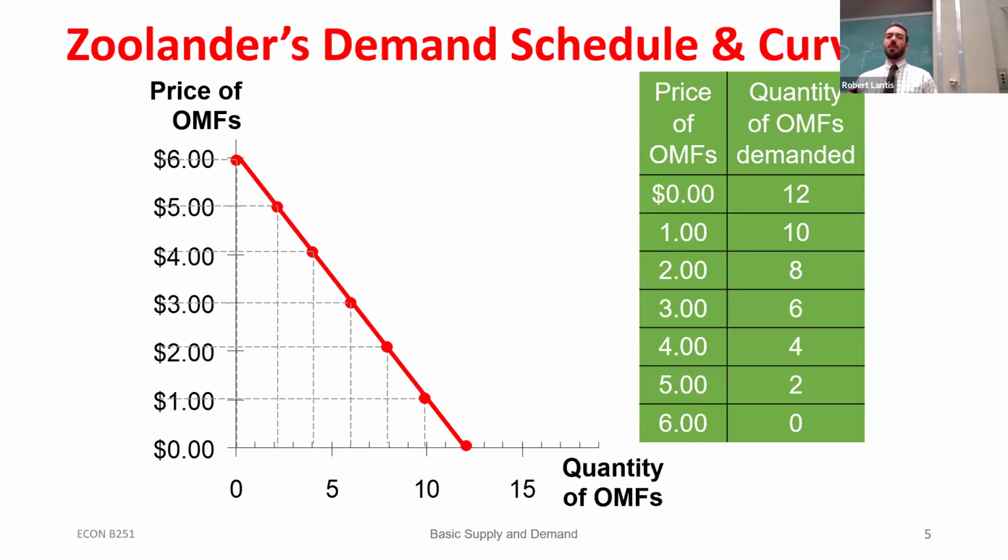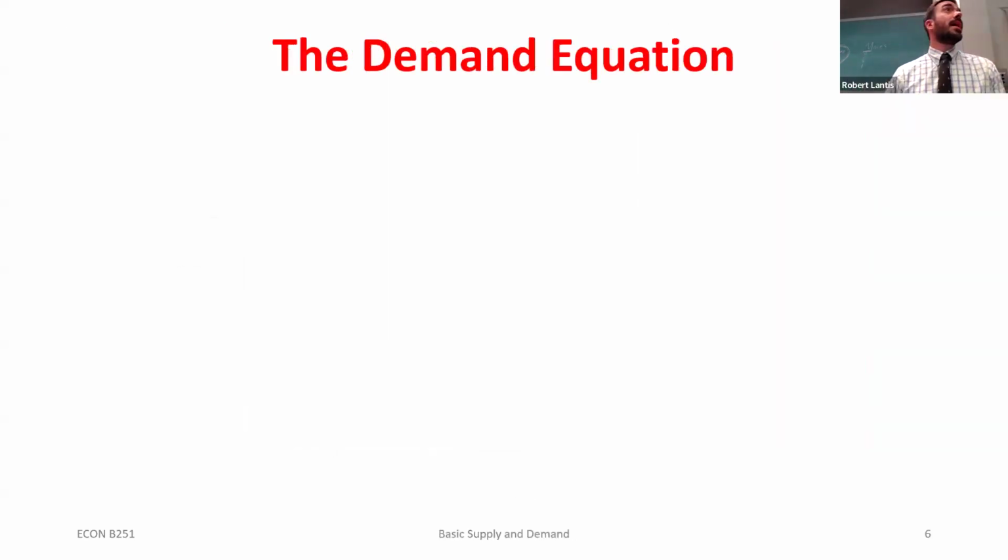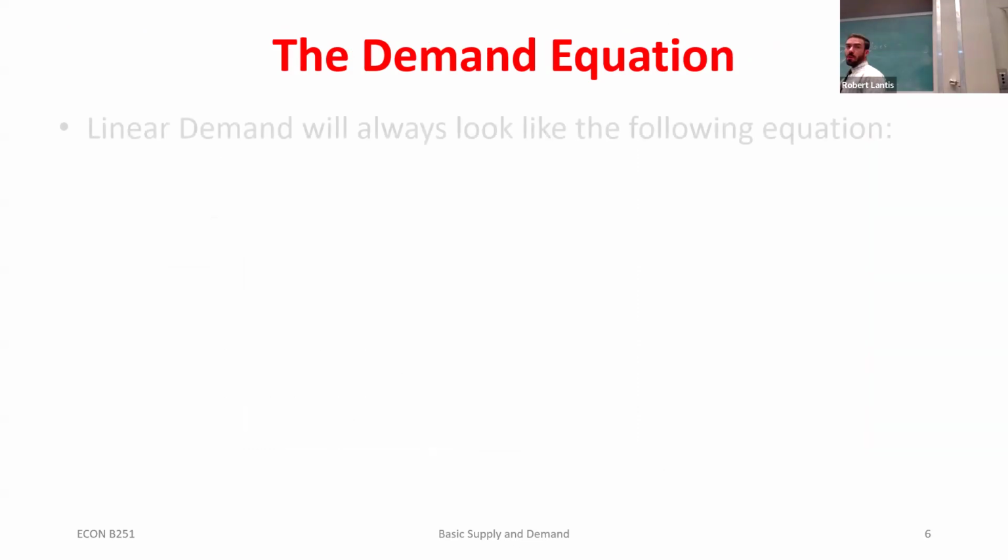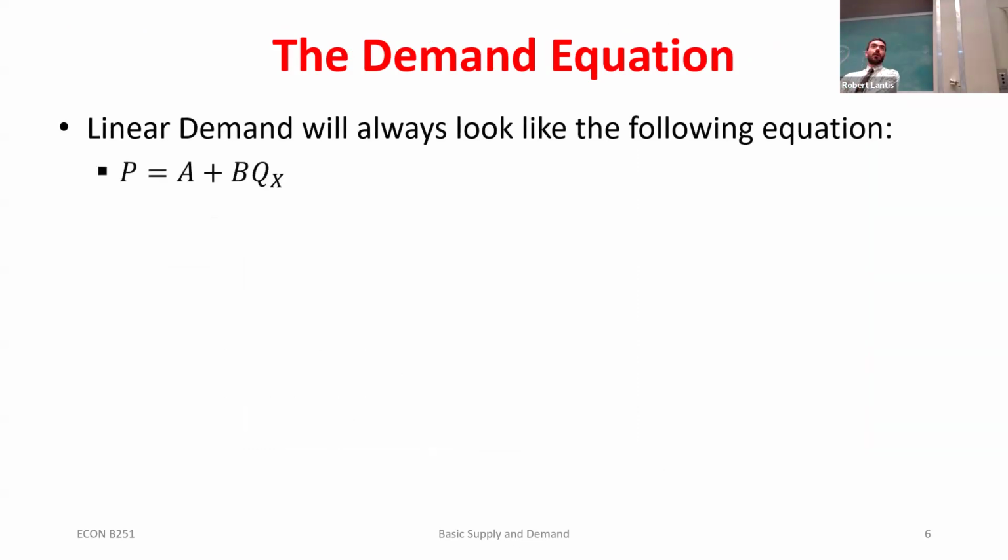Okay. All right. So behind every line on a graph is an equation, right? So what is our demand equation going to look like? Well, it's always going to kind of take our general form, right? We're keeping it linear.